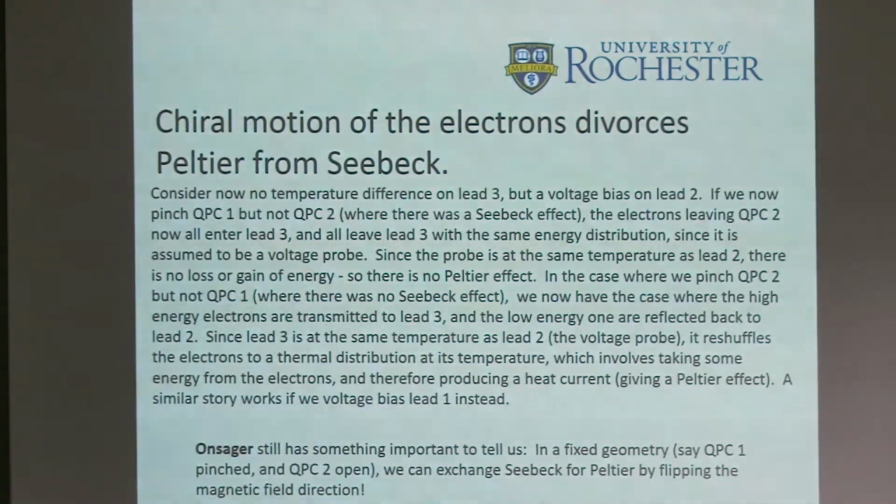Okay. So this gives another way of thinking about the other way around. If I apply voltage and then figure out a way of getting the heat, you can read it. I'm not going to go through the whole thing. But there's a simple way you can understand it just by using the fact that this quantum point contact serves as an energy filter. So basically it filters the hot electrons and the low electrons together with the chirality of the motion, explains all of this.